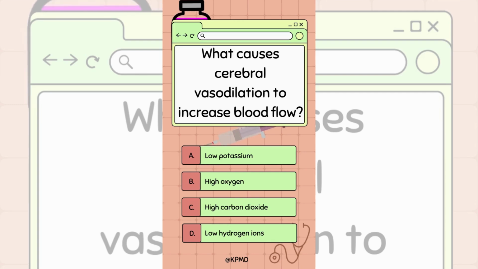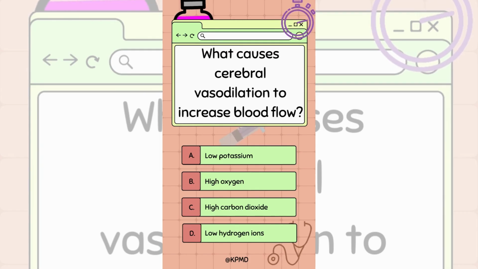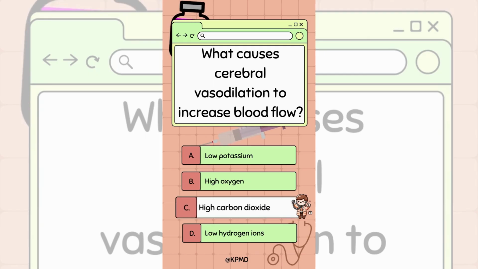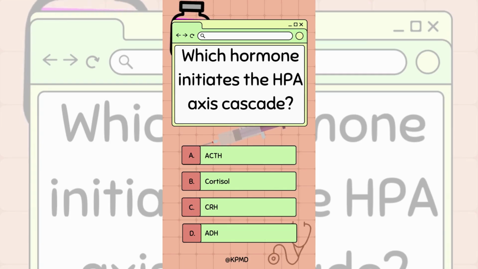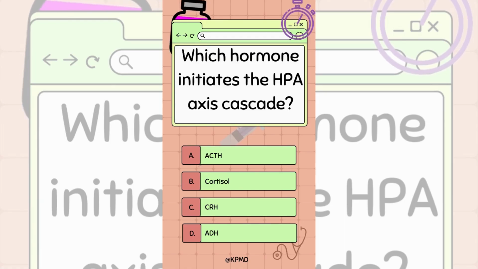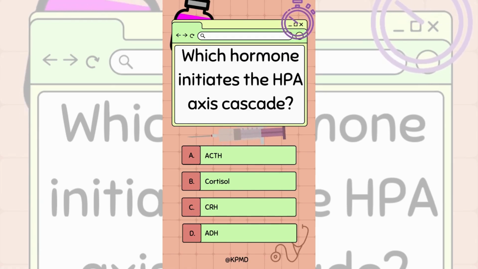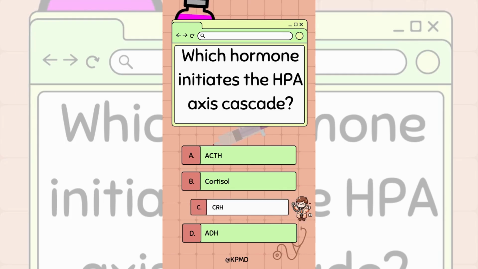What causes cerebral vasodilation to increase blood flow? It's C. High carbon dioxide. Which hormone initiates the HPA axis cascade? Correct answer is C. CRH.